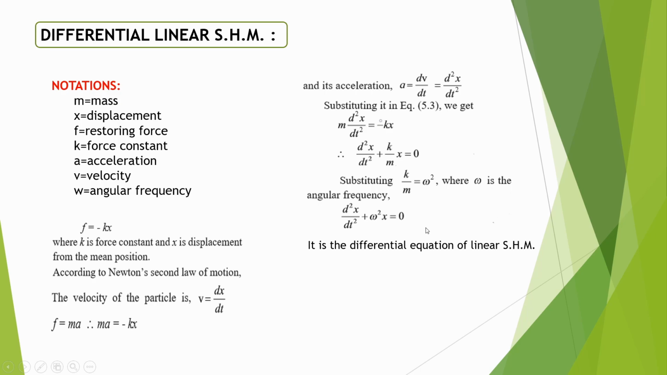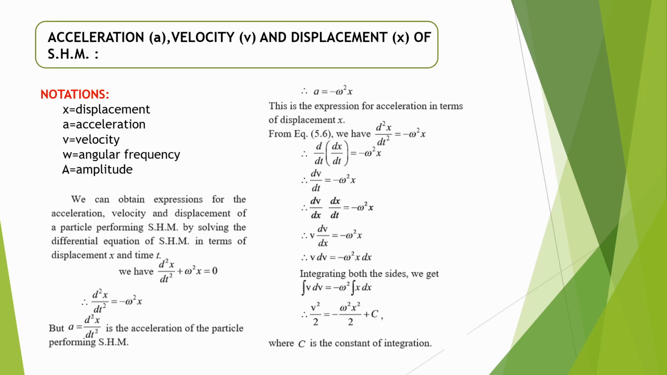Okay, then let us discuss the next point, that is the acceleration, velocity and displacement of SHM. That is the total mathematical part. Let us see the expression for acceleration first, then we can determine the expression for velocity, then find the expression for displacement of SHM. So we obtain at first the expression for acceleration.